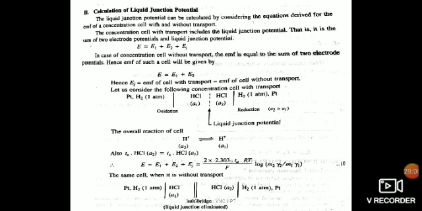Now, let us consider the following concentration cell with transport as we considered earlier. Here it is platinum, H2 1 atmosphere, HCl of activity A1 in communication with HCl of activity A2, H2 1 atmosphere, platinum. At the left hand side oxidation takes place, and at the right hand side reduction takes place. Here A2 is greater than A1.